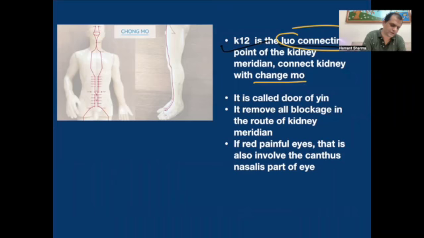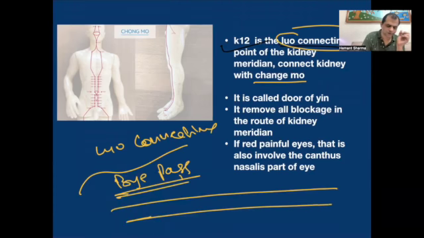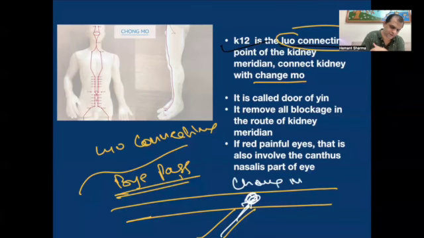Leo का मतलब होता है, Leo का मतलब क्या होता है? What is the meaning of Leo connecting point? The meaning of Leo connecting point is bypass, right? So the kidney meridian is going from here, but there is a bypass here. So from there, Chongmo is also coming. So this is the point, the combination of Chongmo and the kidney. That's why Kidney 12 is called Leo connecting. Okay.